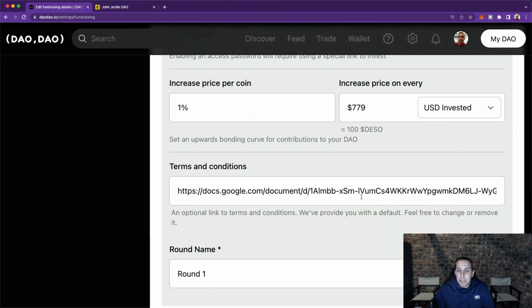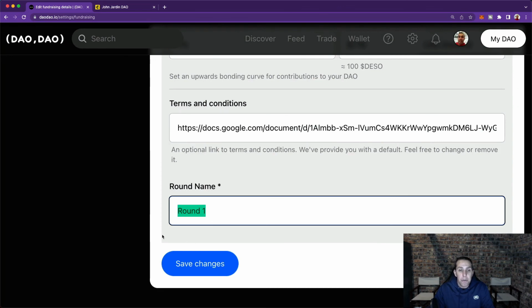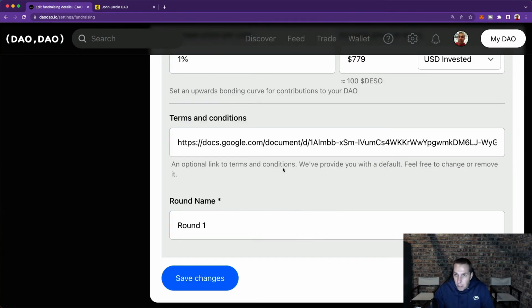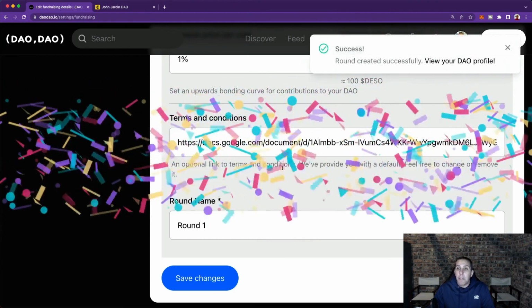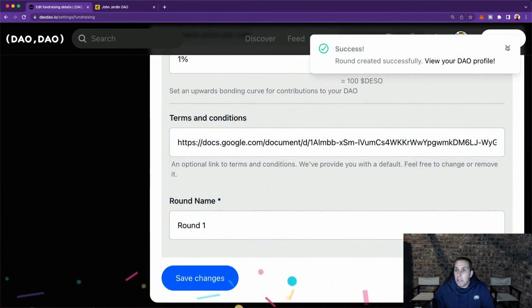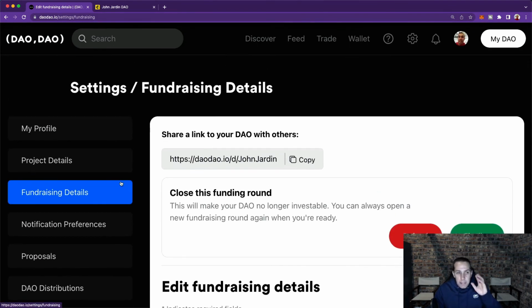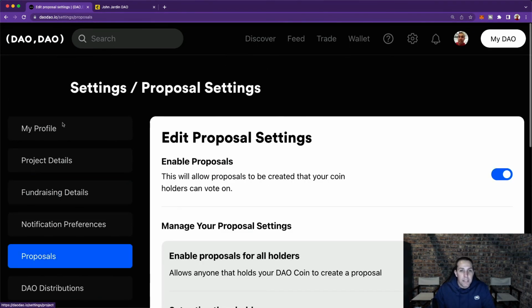Here's the generic terms and conditions. This is already created by the DSO team, but you can go ahead and put your own terms and conditions in place and then just reference that via URL, and then you can give your round a name. Now, as I said earlier on, I don't actually have a round going, and I don't intend to because, oh, there's the confetti. Awesome. Because I just want to be able to mint coins and send them out to those as and when I need it.